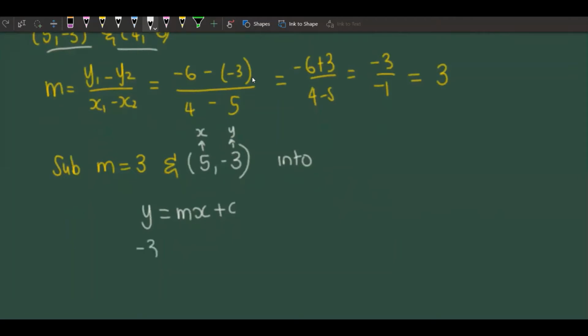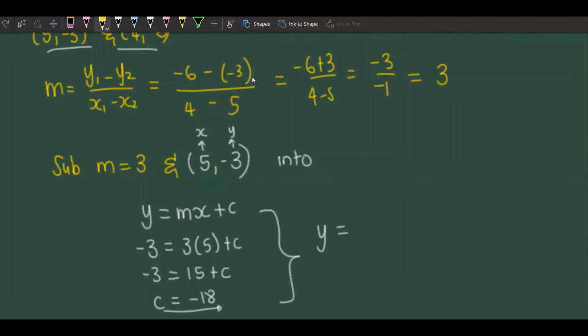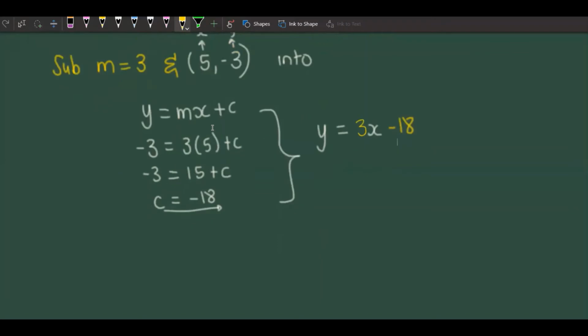So we have -3 is equal to 3 times 5 plus c. So it's -3 is equal to 15 plus c. Solving for c, we get that c is then -18, so -3 minus 15. Therefore our equation is y is equal to 3x, our gradient, plus, and our y-intercept is actually negative, so let's put -18. And there we have a perfect equation for a line. So let us have a look at the next one.